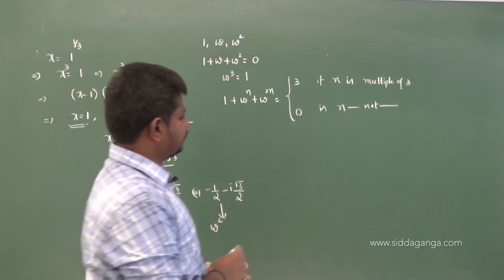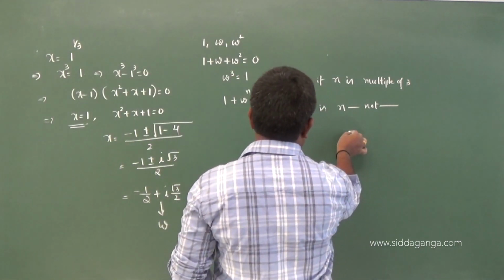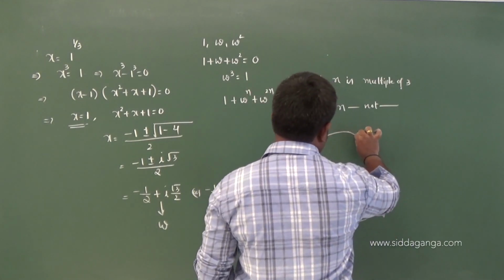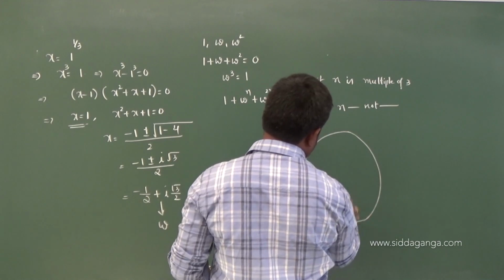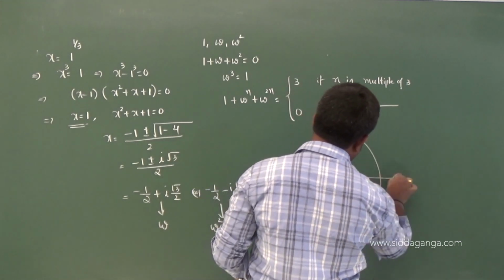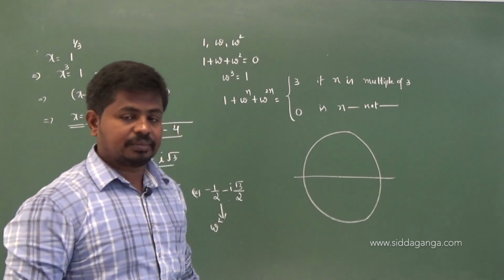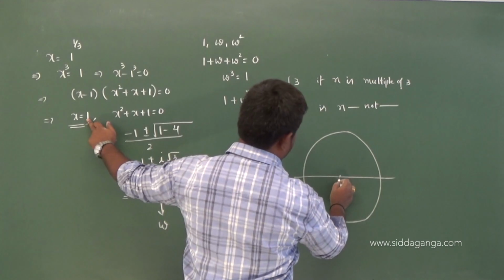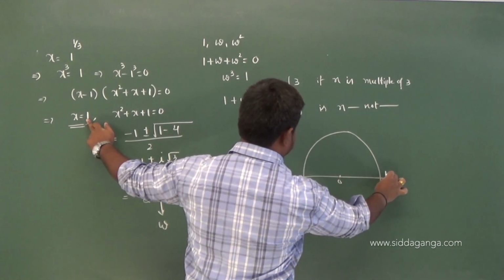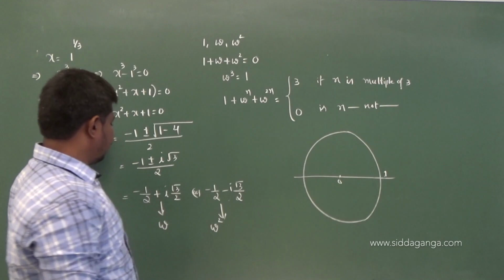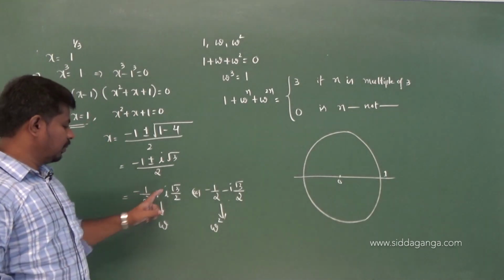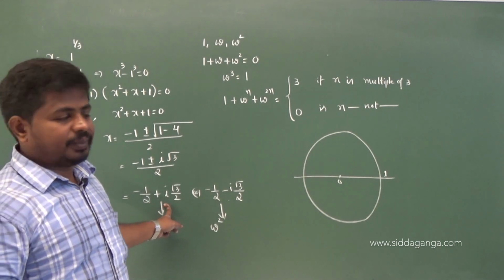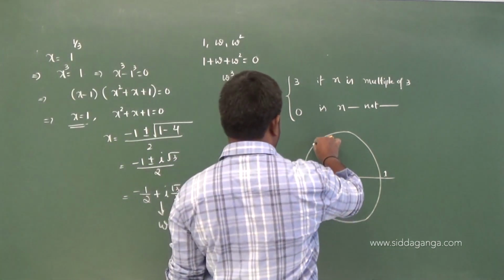And one more thing. These 3 roots are the vertices of a triangle inscribed in a circle of unit radius. See, one of the roots is 1, so I am going to take 1 here. One more is minus 1 by 2 plus i root 3 by 2. So, what is the amplitude of this? Yes, you get 2 pi by 3. So, somewhere you get here 2 pi by 3.